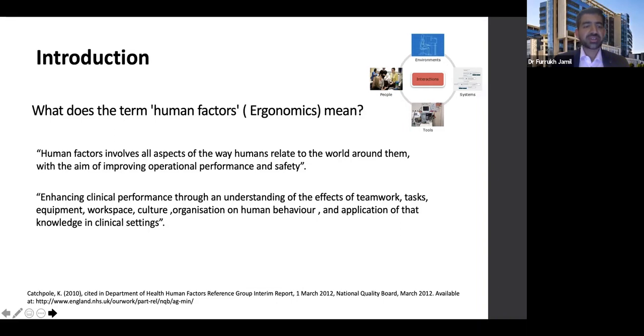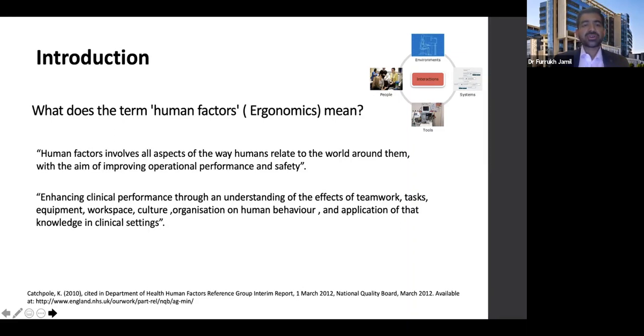Let's have another definition. It is enhancing clinical performance through understanding the effects of teamwork, task, equipment, workspace, culture, and organization on human behavior, and applying that knowledge in the clinical setting.